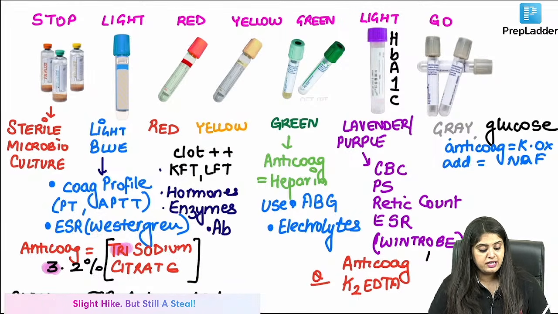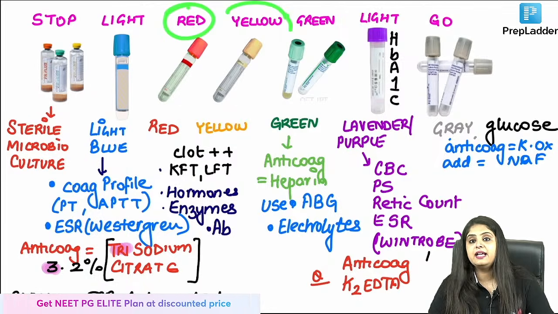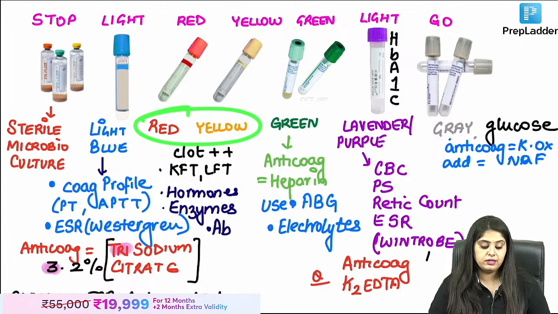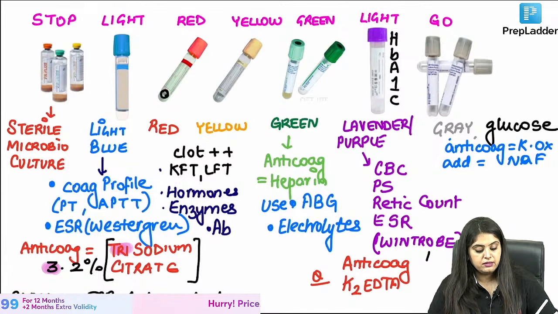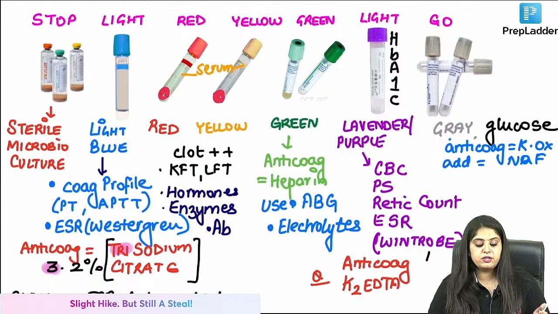Now moving forward to the next one. Light blue is done. After light blue, red and yellow. Red and yellow come for the same thing. Because in red and yellow, you want the blood to clot. I want the blood to clot over here and the blood to clot over here. And what is left behind is the serum. Because I want to do some tests in the serum.